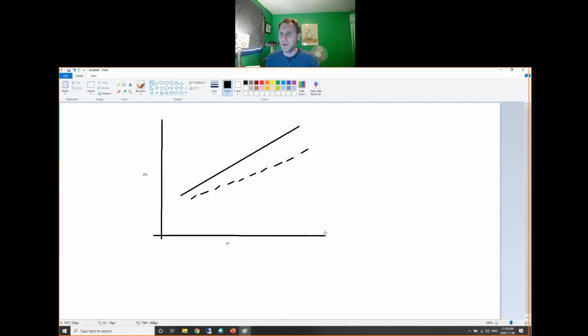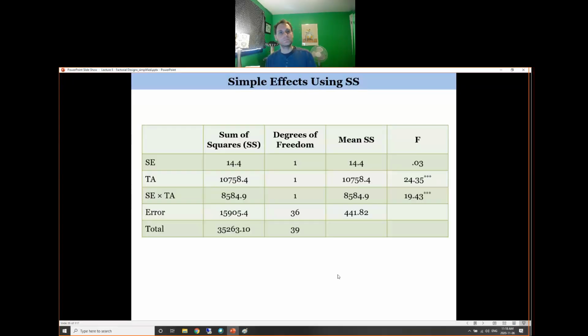Okay, I mean, those lines are not perfectly parallel to each other, right? They will eventually intersect out here, but they look pretty parallel. That's why we need the interaction test, because the lines will never be perfectly parallel, right? There's always going to be some sampling error. The interaction test tells us if that deviation from parallel is significant or not.